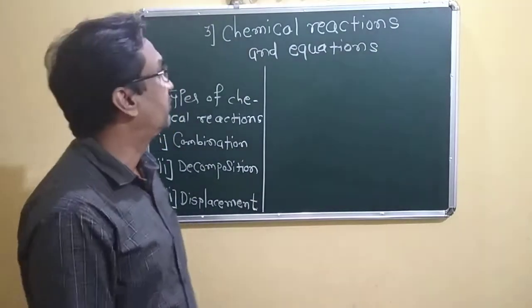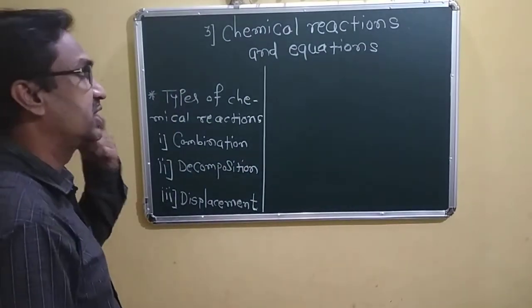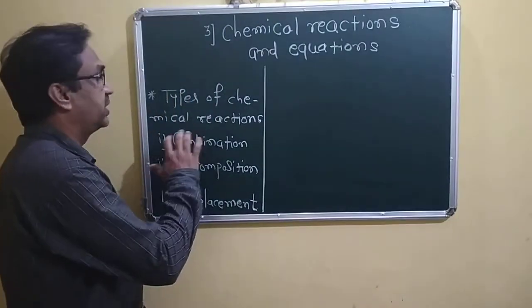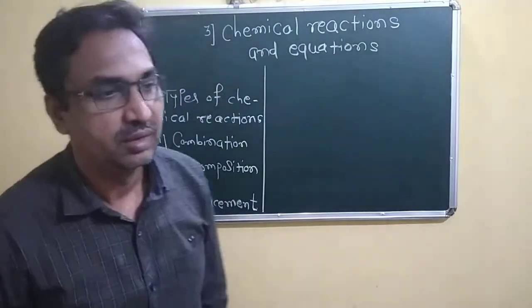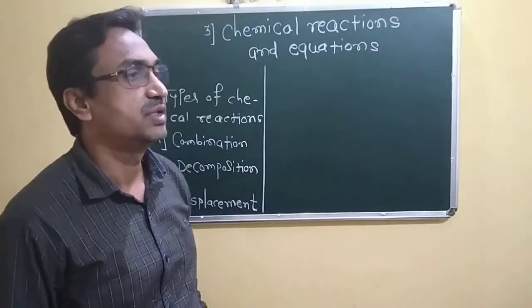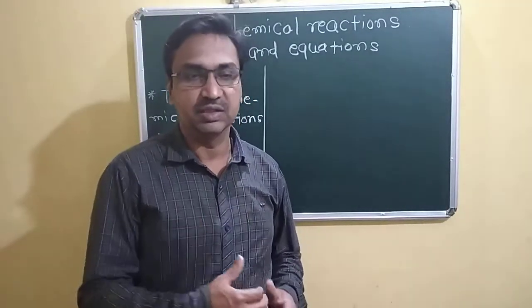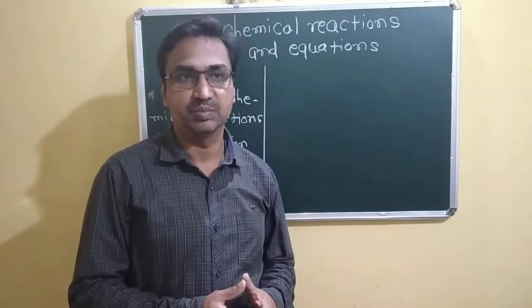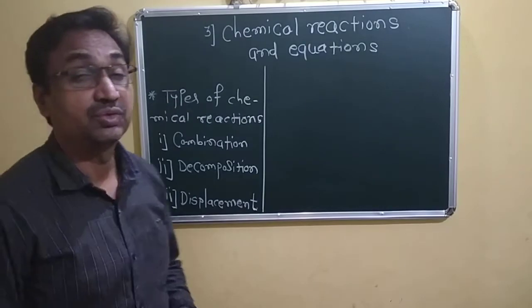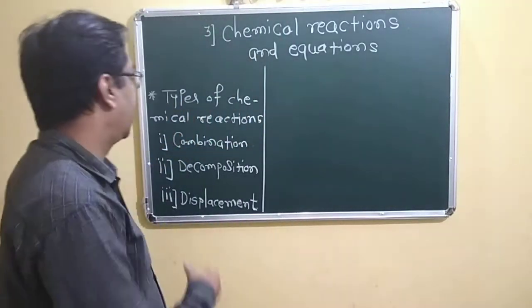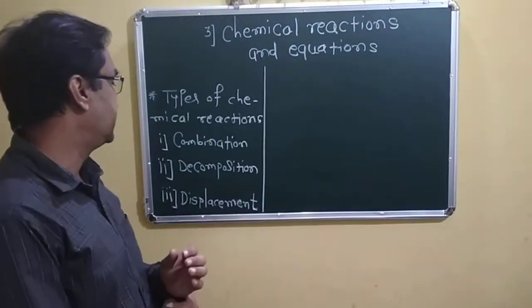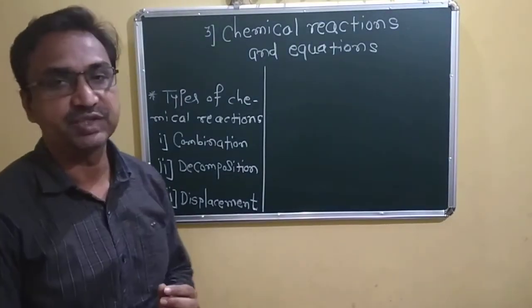The third chapter of Science Part First, Chemical Reactions and Equations. Today we will discuss the types of chemical reactions. Which are the types of chemical reactions? There are 4 main types of chemical reactions, though there are other types as well. We will discuss only 3 types today: the combination reaction, the decomposition reaction, and the displacement reaction.